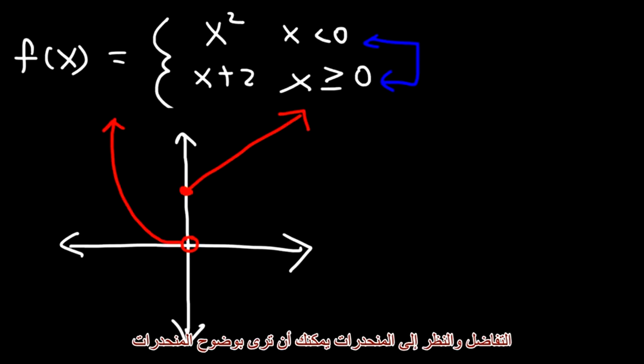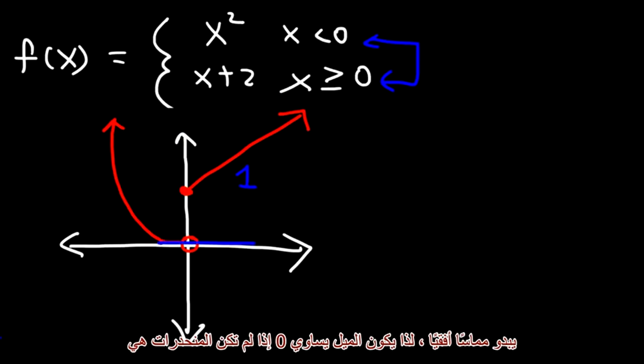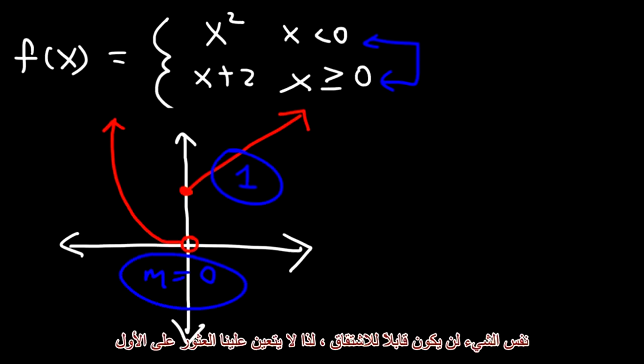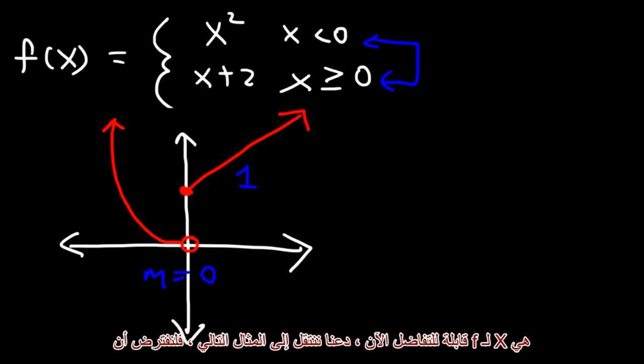And looking at the slopes, you can see the slopes are clearly different. The slope for this graph is 1, and the slope at this region, it looks like a horizontal tangent, so the slope is 0. If the slopes are not the same, it's not going to be differentiable. So we don't have to find the first derivative because if it's not continuous, it's automatically not differentiable. Now let's move on to our next example.